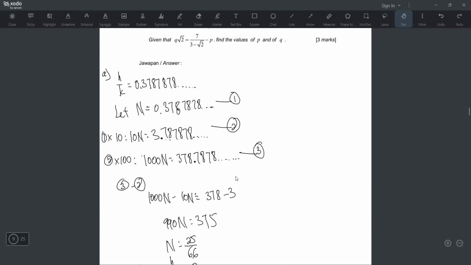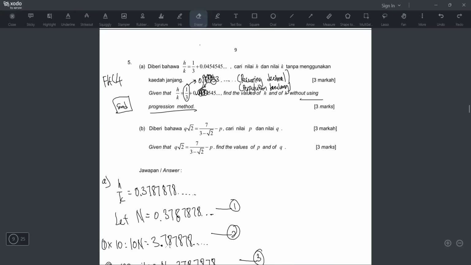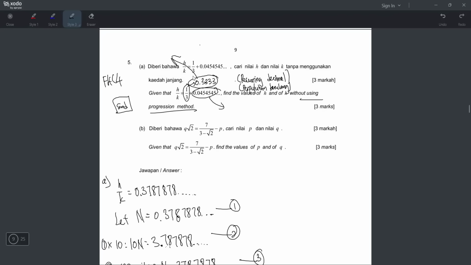Let me tell you another method to do this question. The 1 over 3 is 0.333, right? So you can also change this to a fraction and change this to a fraction separately. This one is already a recurring decimal, and actually you don't have to change it, it's 1/3. So in the second method, you just have to change this other part into a recurring decimal.